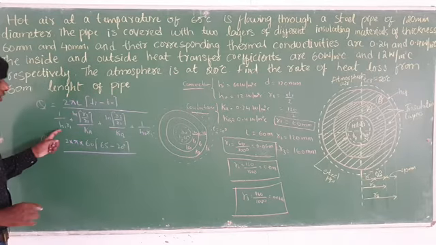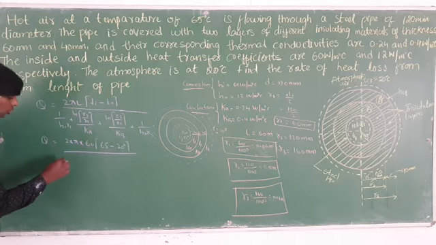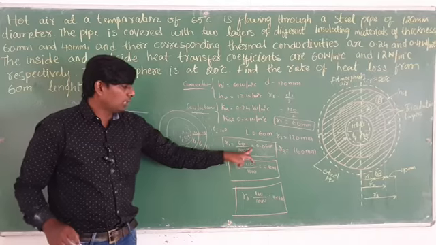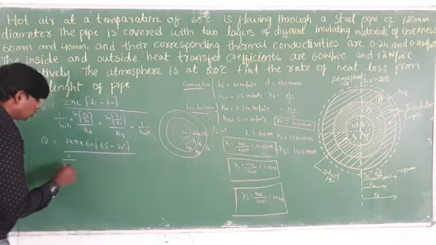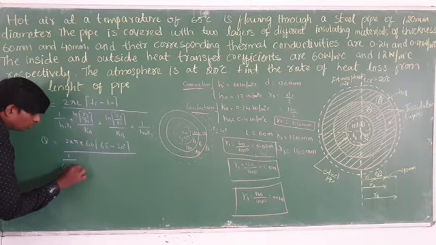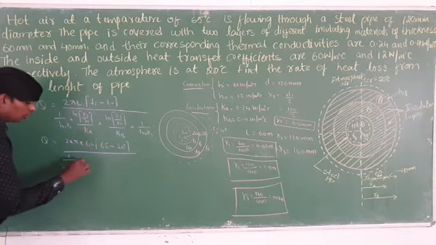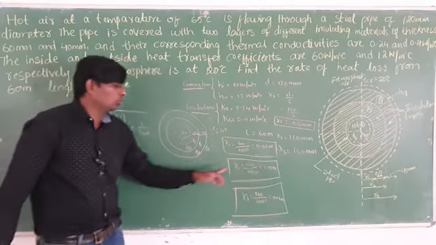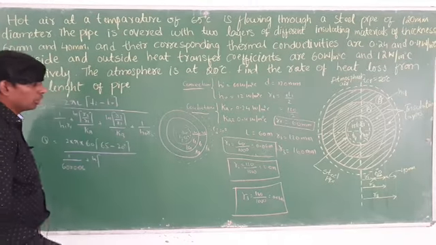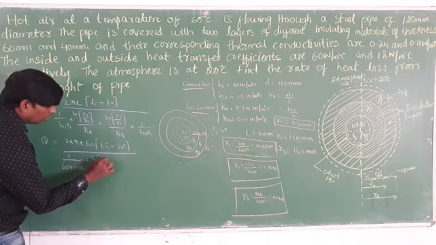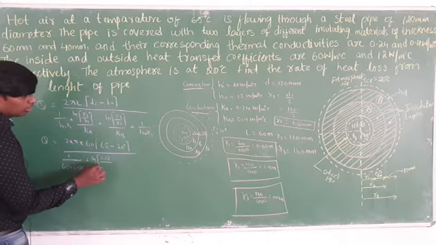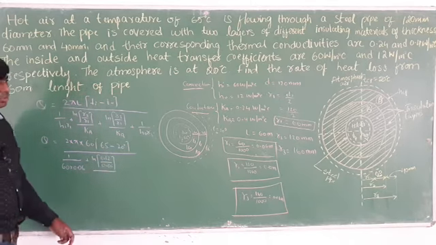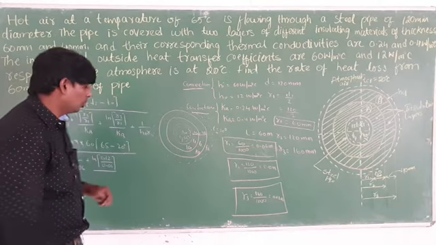Then you have to write 1 by Hi R1. As you can see here, the Hi value is 60 and the R1 value is 0.06, so 60 into 0.06. Then ln of R2 by R1. The R2 value is 0.12 and the R1 value is 0.06, so you can write 0.12 by 0.06, divided by the Ka value. I wrote the value of Ka as 0.24.